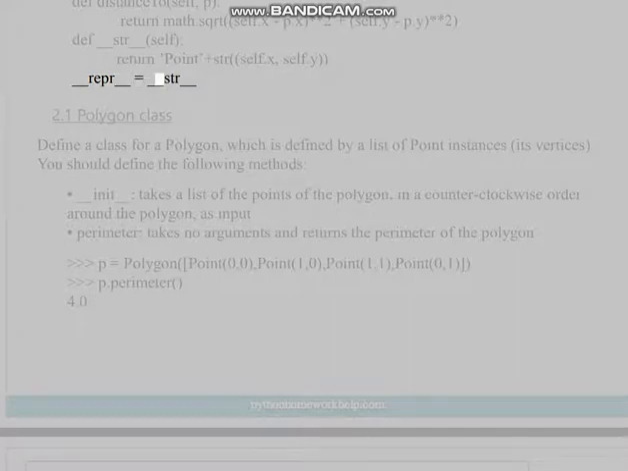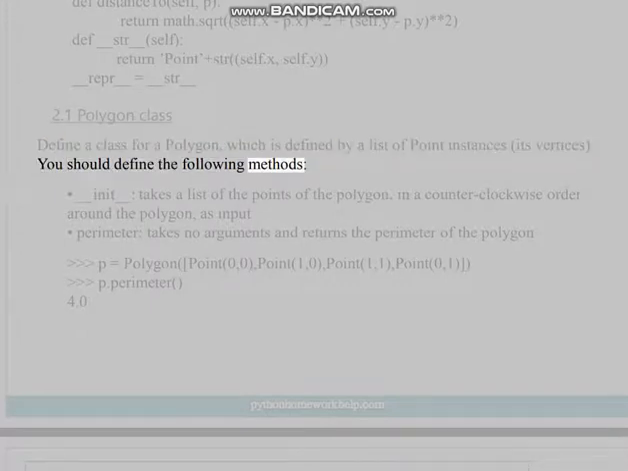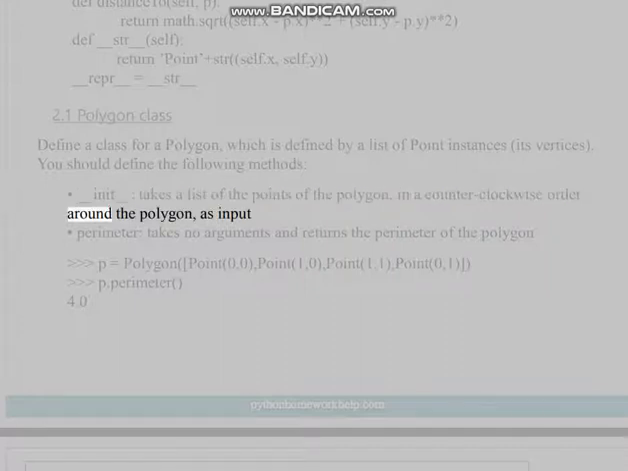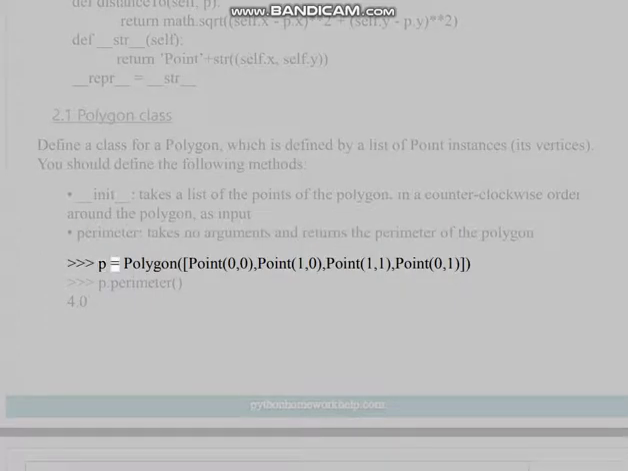__repr__ = __str__. 2.1 Polygon class. Define a class for a polygon, which is defined by a list of Point instances, its vertices. You should define the following methods. __init__ takes a list of the points of the polygon, in counterclockwise order around the polygon, as input. perimeter takes no arguments and returns the perimeter of the polygon. P = Polygon([Point(0, 0), Point(1, 0), Point(1, 1), Point(0, 1)]), p.perimeter() gives 4.0.